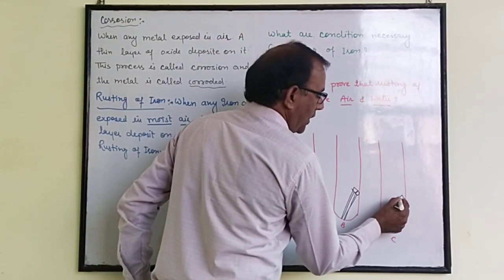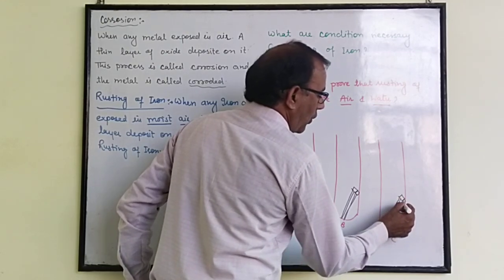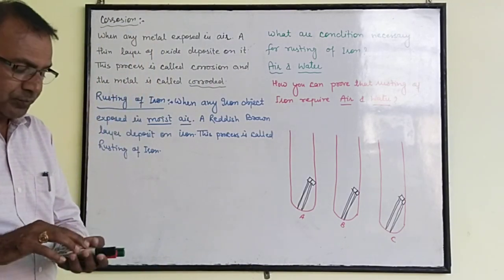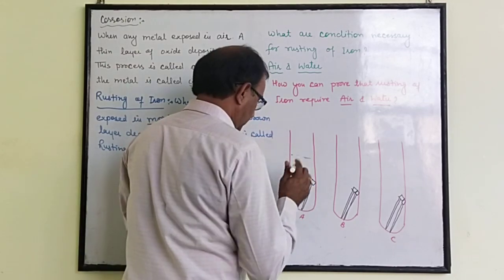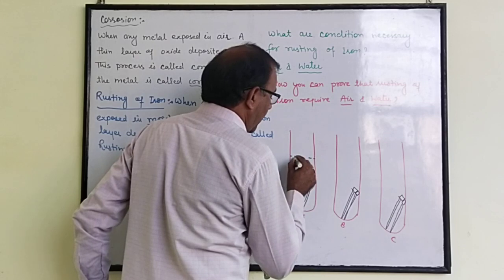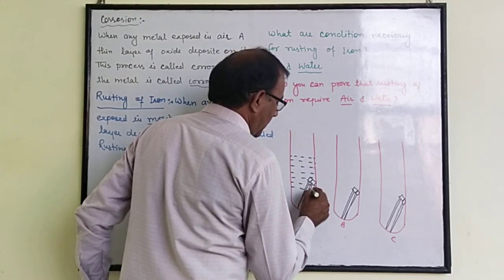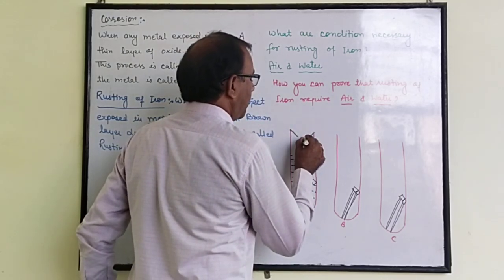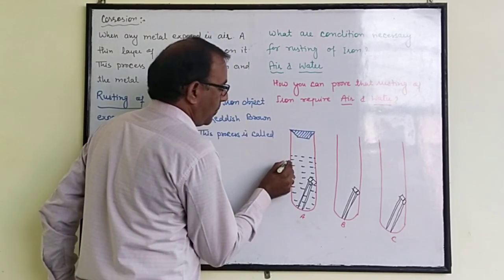Take 3 test tubes and put 2 new iron nails in each of the 3 test tubes. In test tube A, fill half with simple water, leave half empty, and make it airtight with a lid. There is simple water.